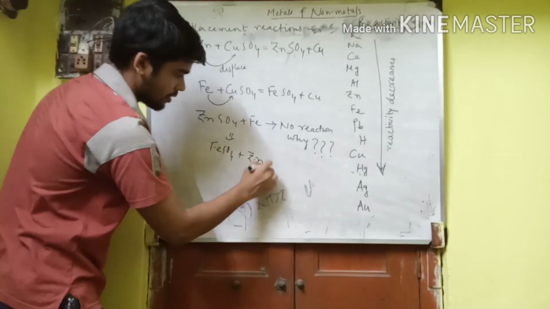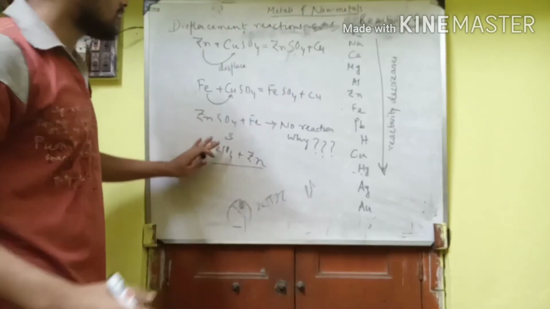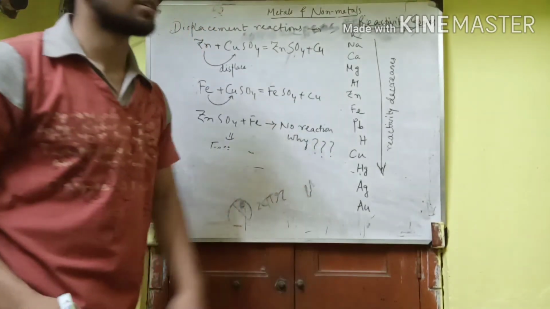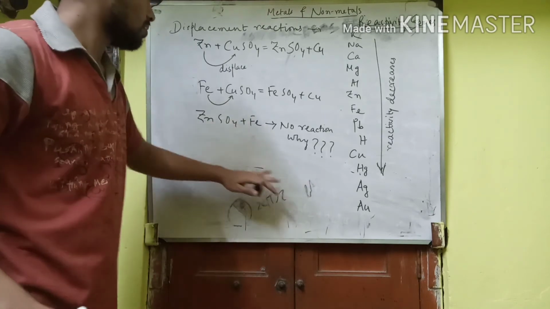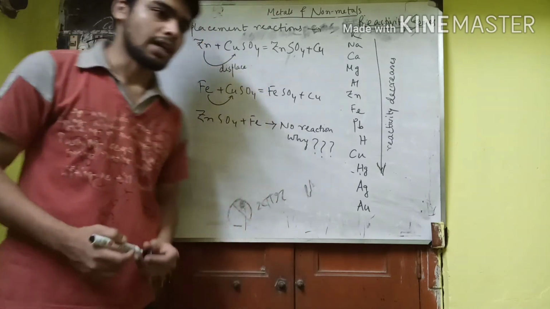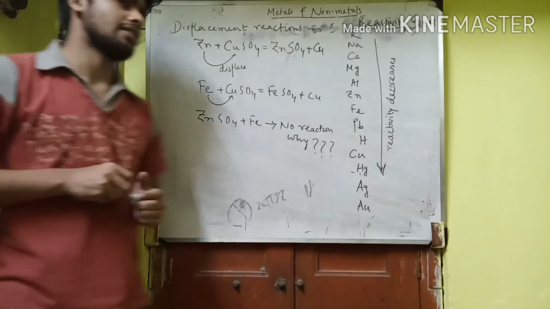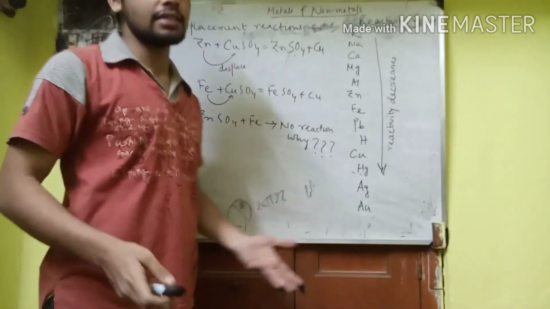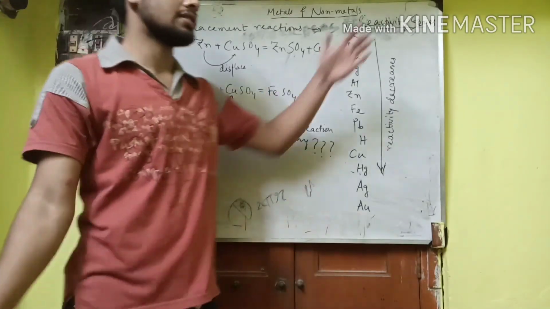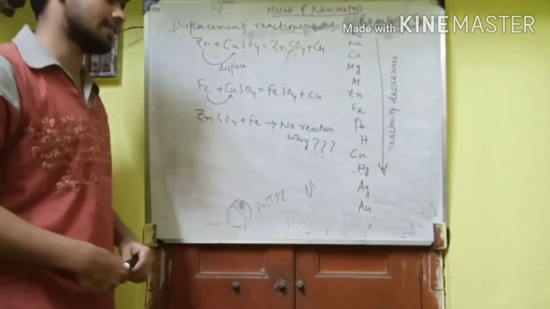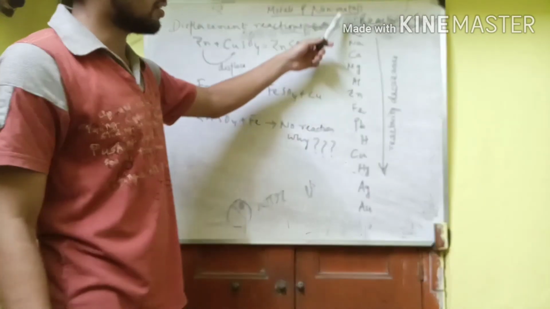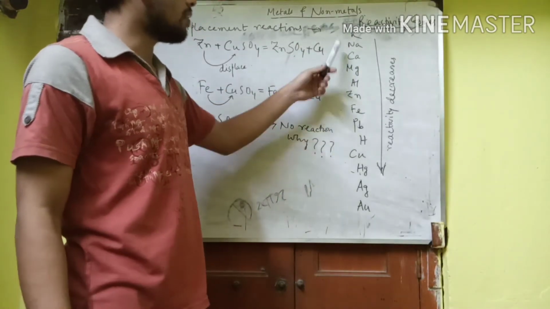Okay, but this reaction does not take place. There is no reaction between these two reactants. Why? Here comes a rule, according to a series which is called the reactivity series of metals. This is the reactivity series of metals, where you can see some elements.